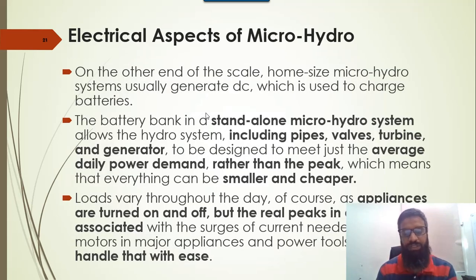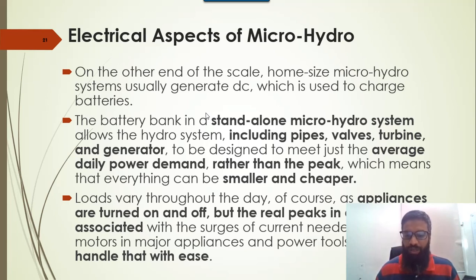So on the other end of the scale, home size micro hydro systems usually generate DC, which is used to charge the batteries. The battery bank in a standalone micro hydro system allows the hydro system including pipe, valves and turbine to be designed to meet just average daily power demand rather than the peak, which means that everything can be smaller and cheaper. So we produce electricity from the turbine, but we use special DC generators which can give output supply to the batteries, and batteries start charging.